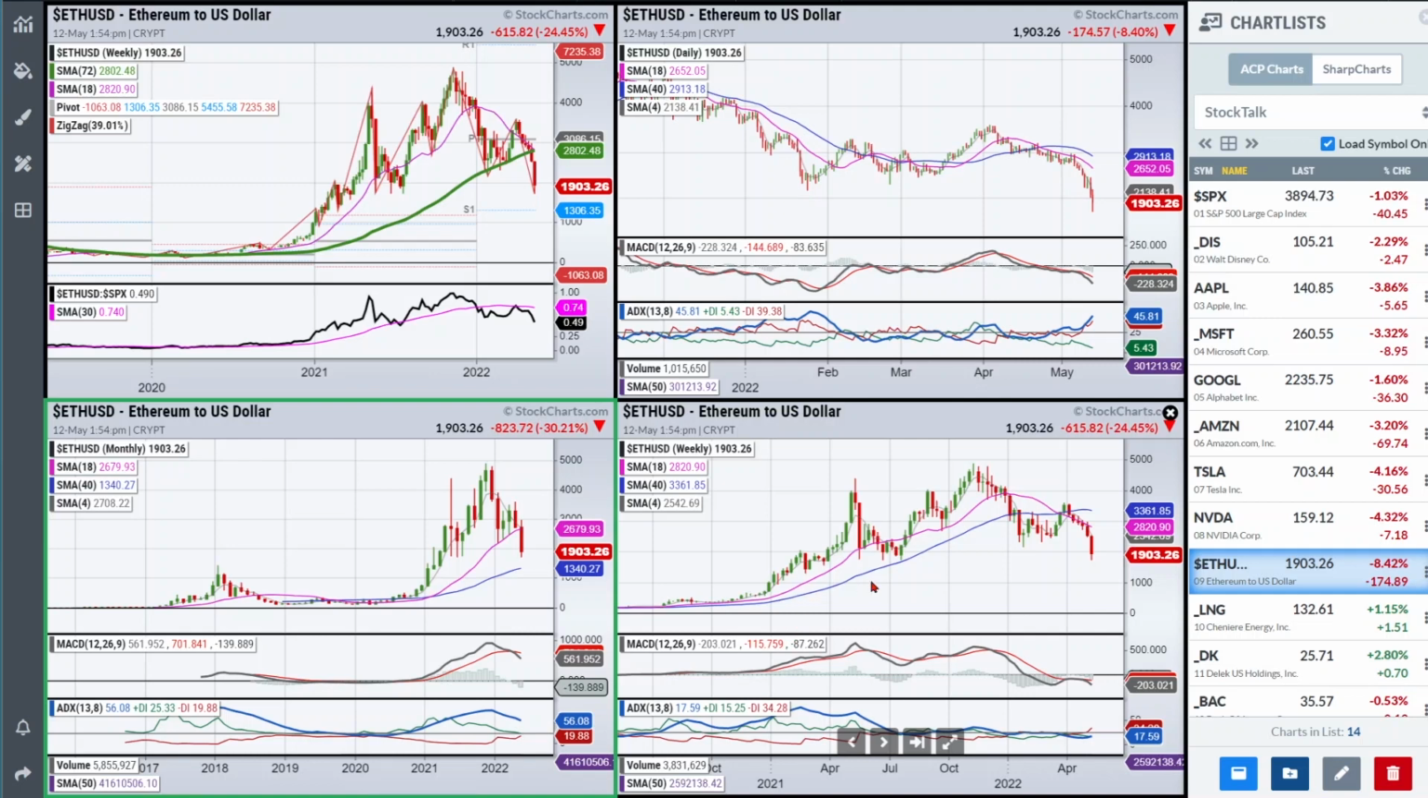The Ethereum versus the dollar. So, look at what this did. And this is a request. So we broke the trend line. We came back and tested the midpoint, about the midpoint of the decline. And now we made a new low.